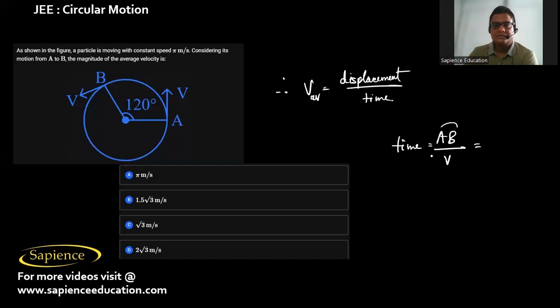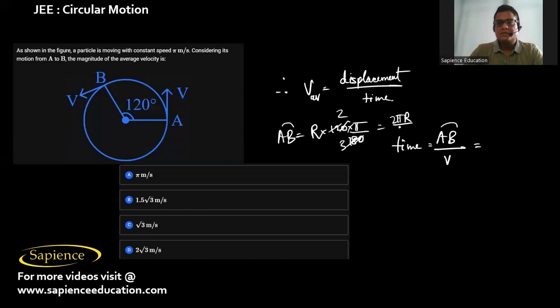V is constant. And AB arc length will be equal to r into theta, and theta should be used in radians. So 120 into pi by 180. So this will be 2 pi r by 3. This will be 2 pi r by 3 divided by V. V is pi, so pi will cancel. So this is 2r by 3 seconds.